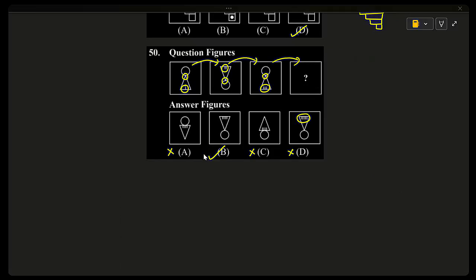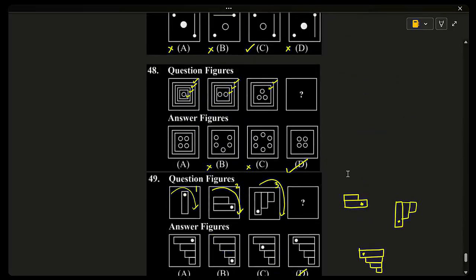Now doubts, you can raise your hand. Nishan Sai, what is your doubt? Sir, what is your doubt? 48. Tell me what is your doubt?